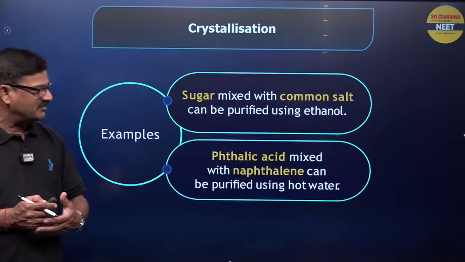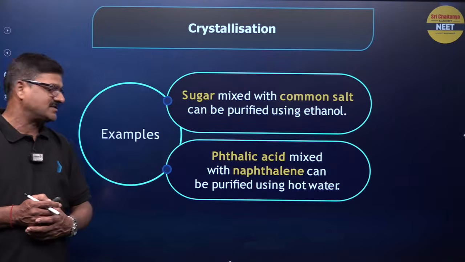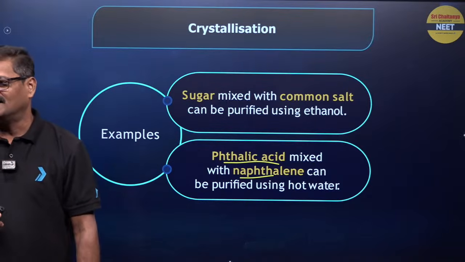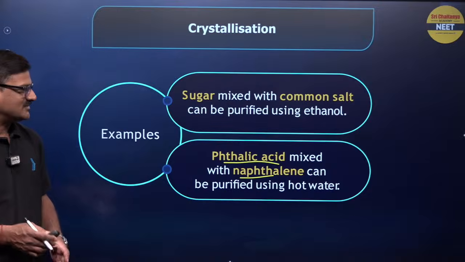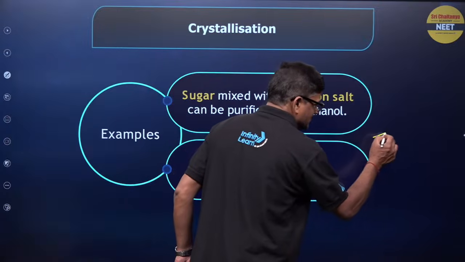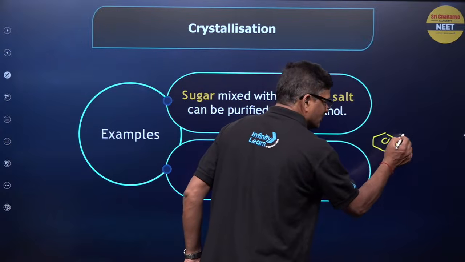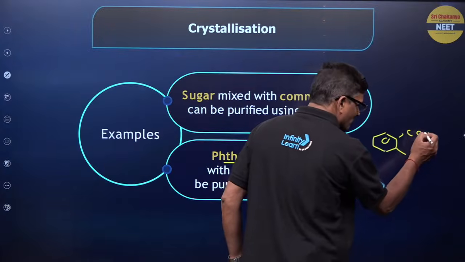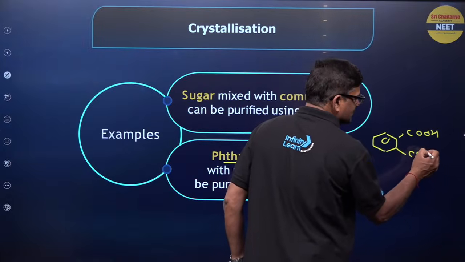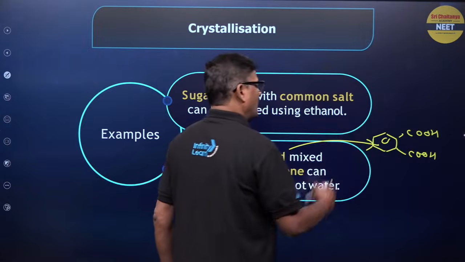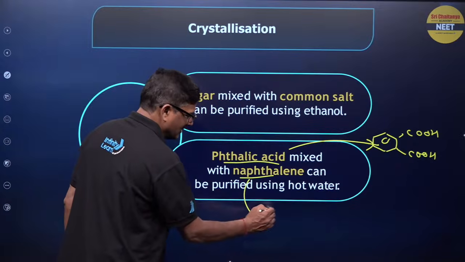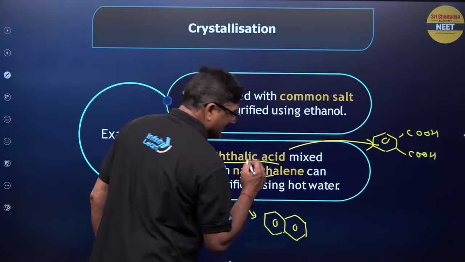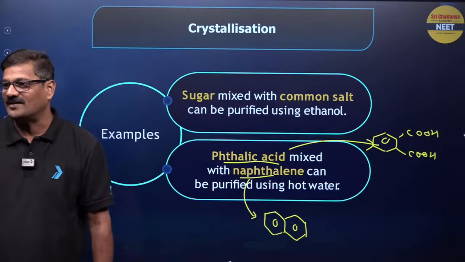Differential solvents also can be used. Phthalic acid is mixed with naphthalene. Everybody knows about sugar and common salt, but you should know what phthalic acid is. This is phthalic acid, and what is naphthalene? Naphthalene is this. Phthalic acid is soluble in hot water, naphthalene is not.